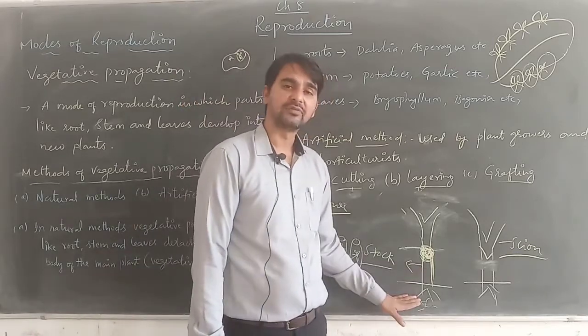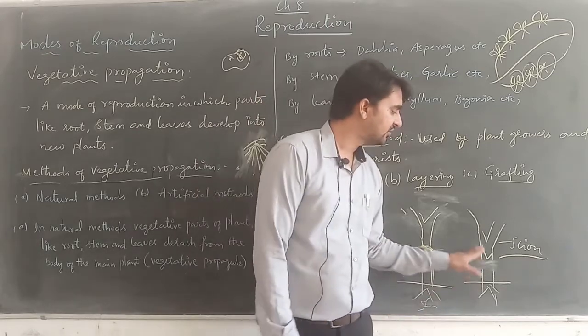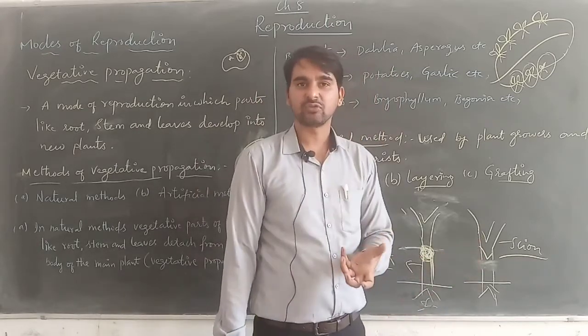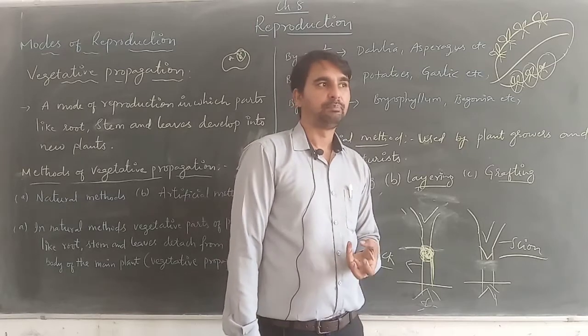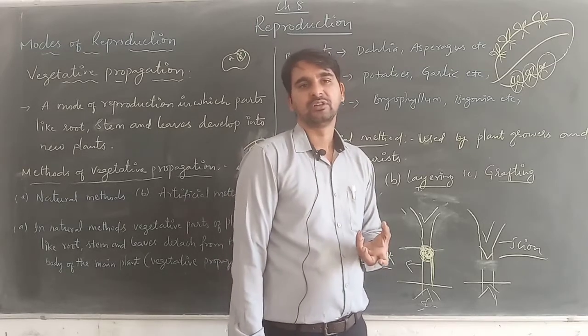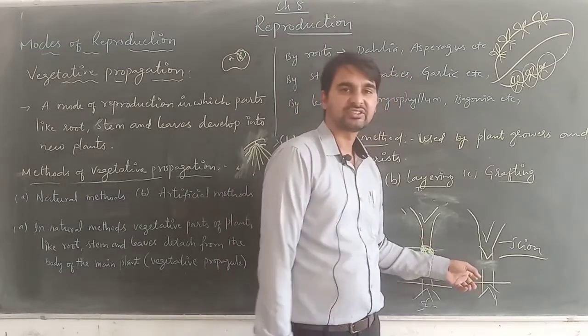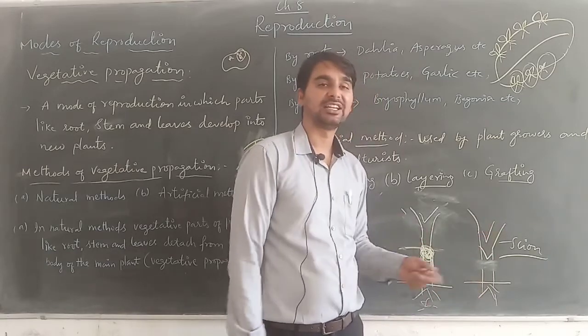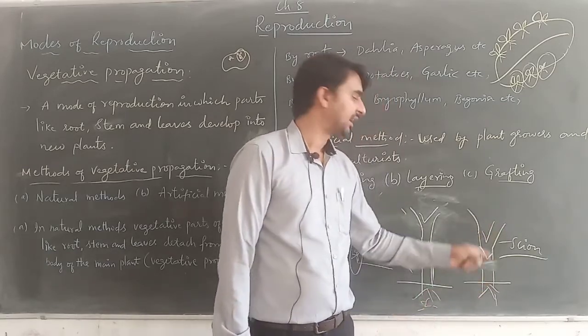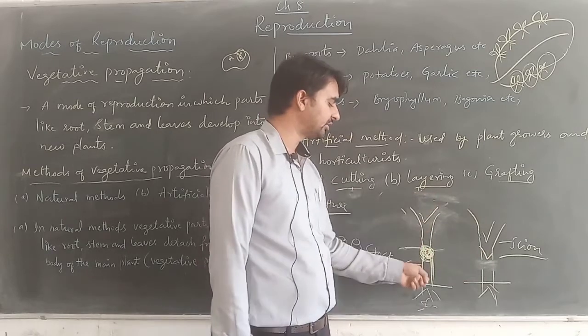The base part of that one, we select the stock, and the surface of the desired quality plant, that means better quality fruit production, but it doesn't have disease resistance. So that part of the plant we select, the surface one, that is the scion, will be incorporated into the stock.